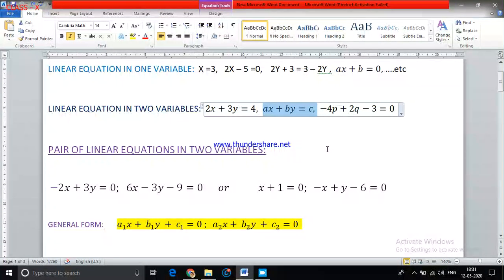And you already learned how many solutions exist for the linear equation in two variables. There are infinite solutions, and you already learned how to represent them on the graph in class 9 by taking different values of x and y. So if I want to find the solution of this equation, what could be the solution? I think one of the solutions is x equals to minus 1, y equals to 2.